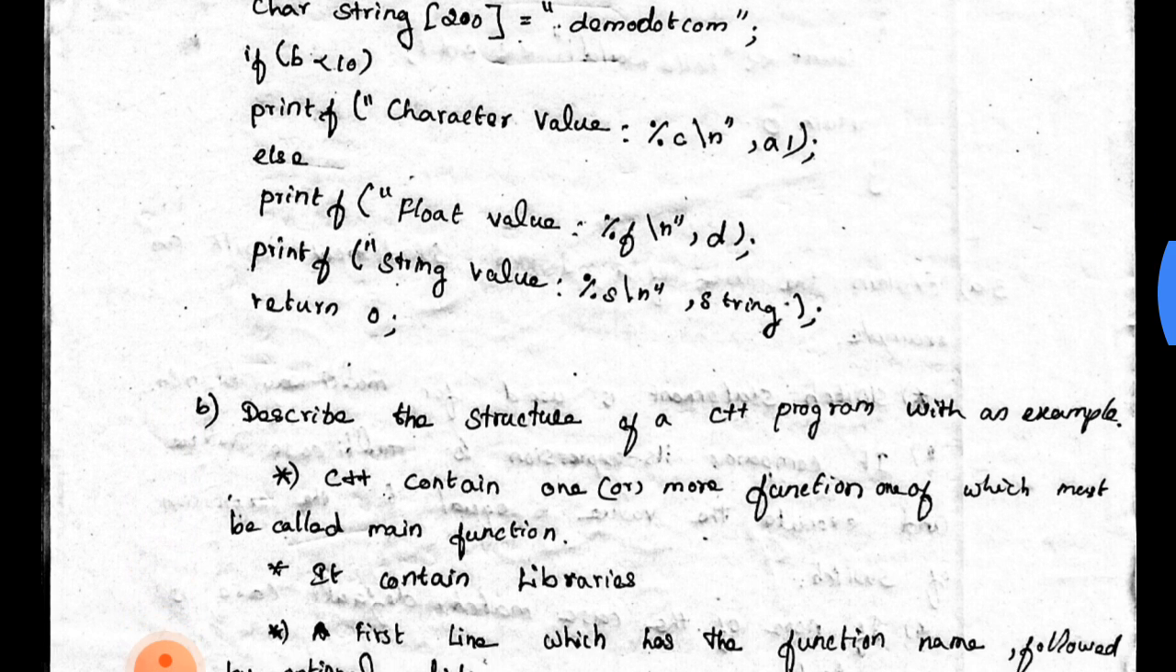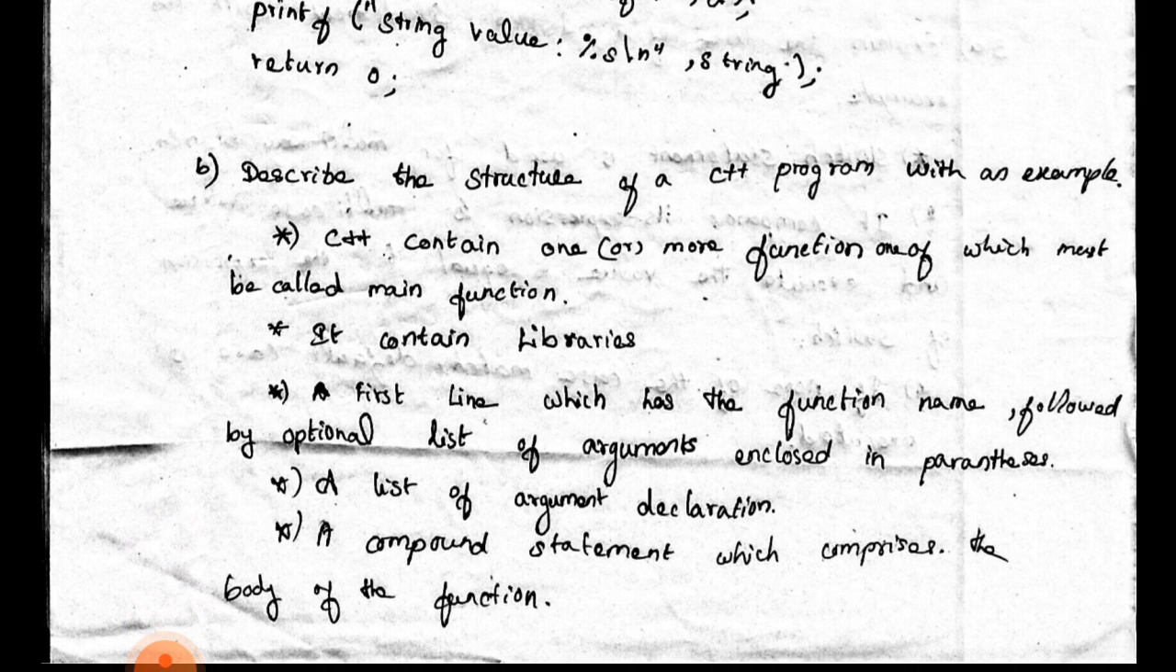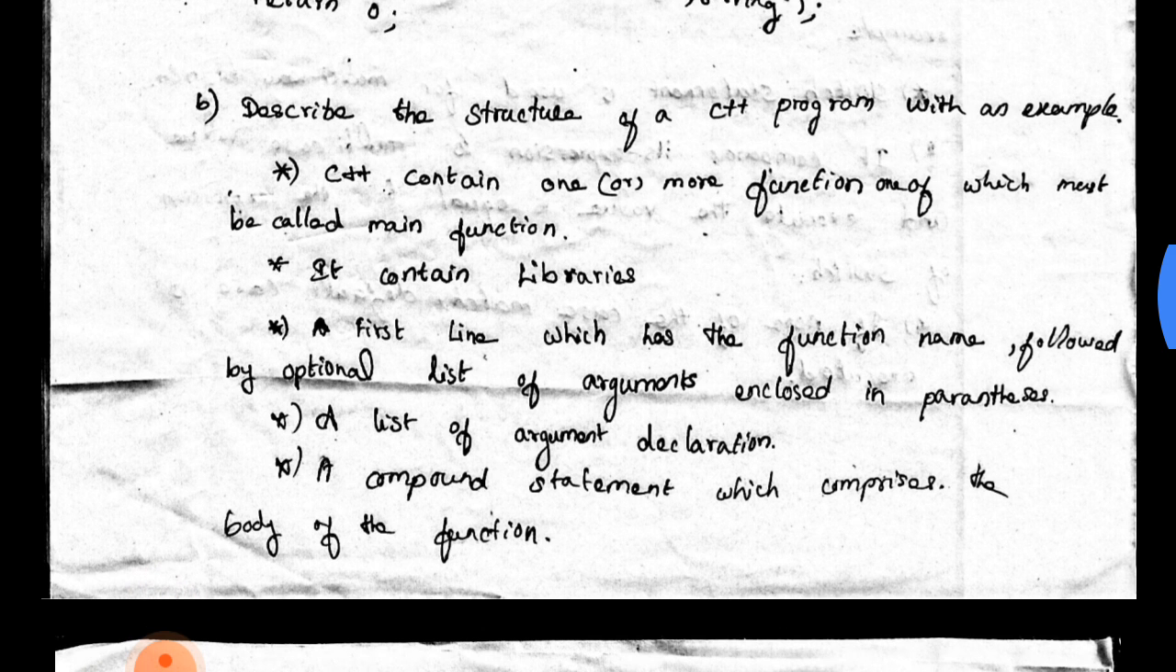Then in the second B part, describe the structure of a C++ program with an example. In a program, it must contain libraries, functions, then the body of the function. These are all the main structure of C programming. First we see the function; one or more functions, which is called the main function. Then libraries.